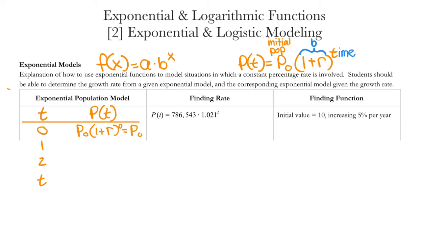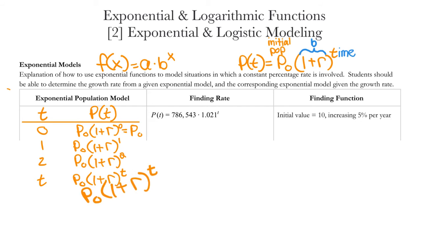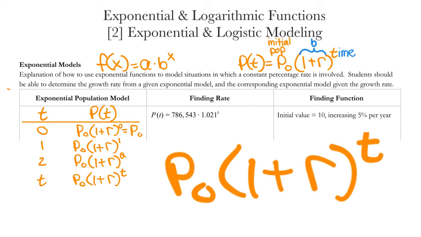Suppose time equals 1, such as 1 year. We plug in 1, and we get P sub 0 times (1 + r). We've taken our initial population and multiplied it by 1 plus the rate of growth. Think about what would happen if r was 0. We would just multiply the initial population by 1, and we could do that over and over, and we'd have the same population. Then we could plug in 2, 3, 4, and so on, all the way up to t, and we get our population model based on time.